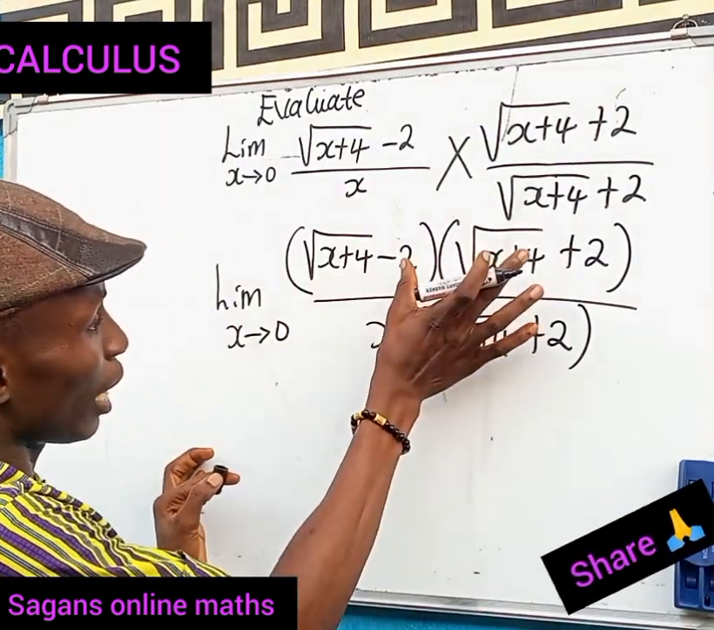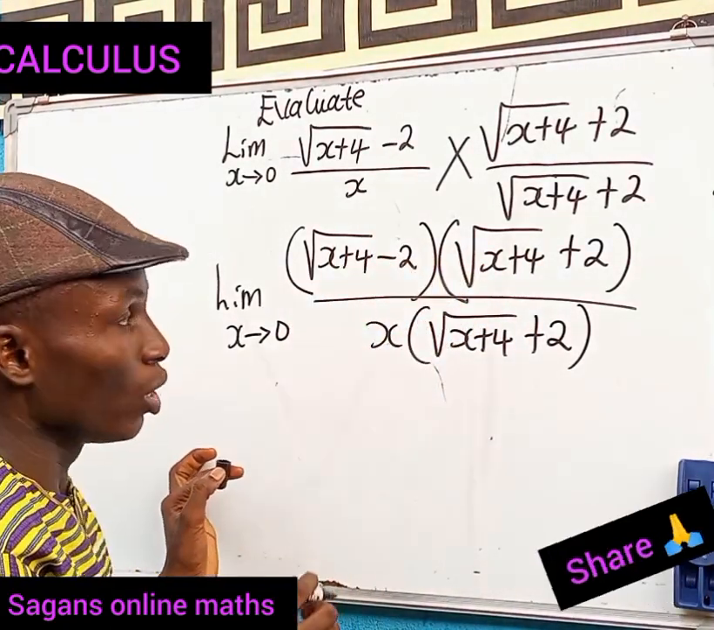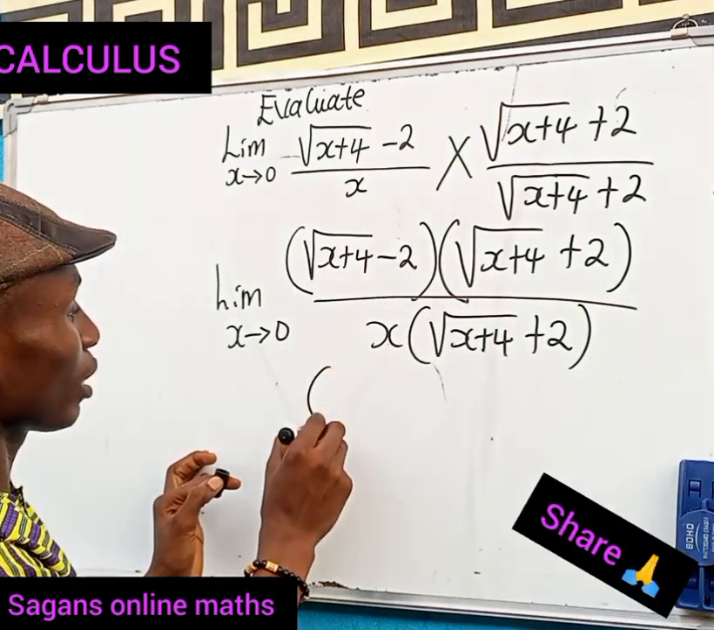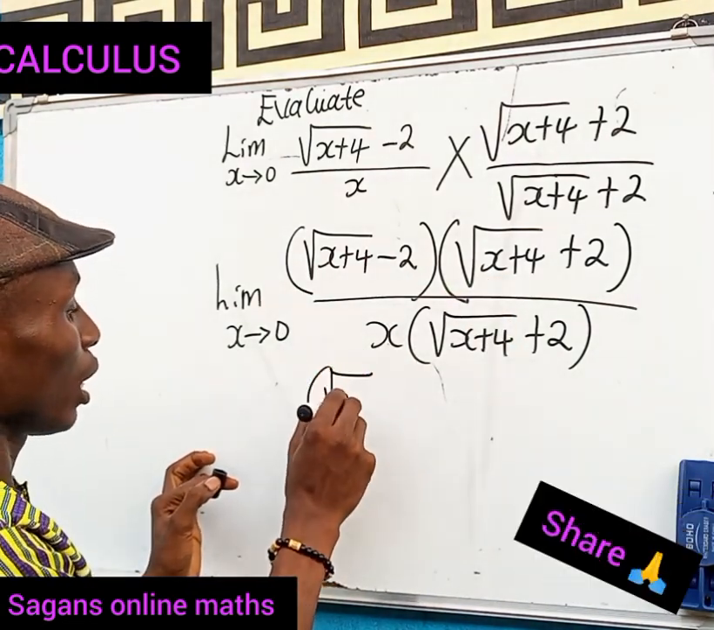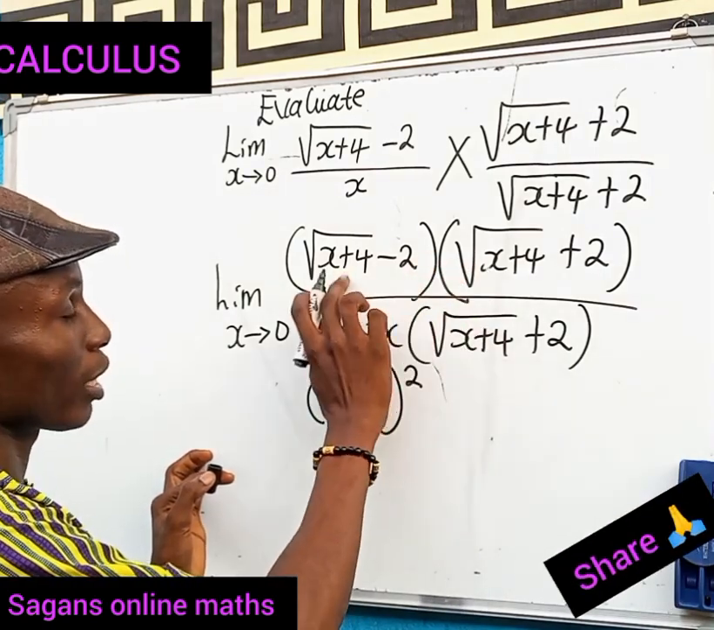Now, something here, let's look here. You can observe that it's a difference of two squares. Since we have root x plus 4 here and root x plus 4 there, we can square them. This is the same thing as root x plus 4 squared. We square them because they are common. You can see.